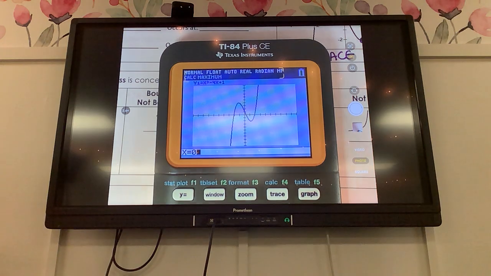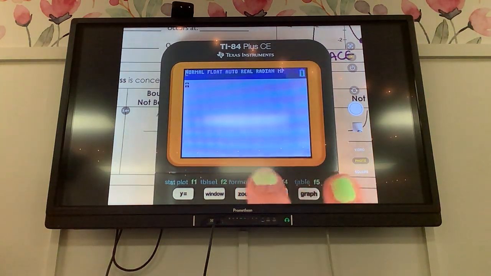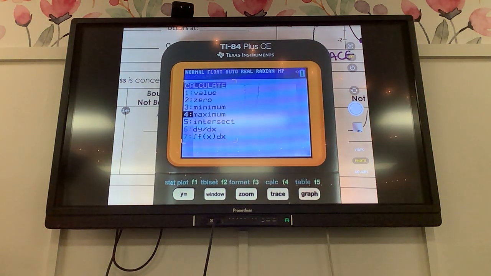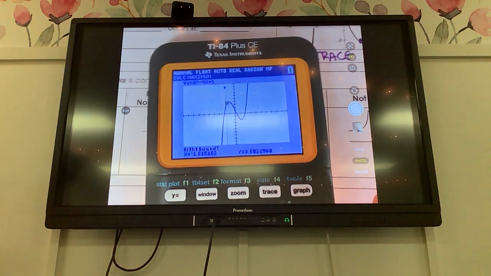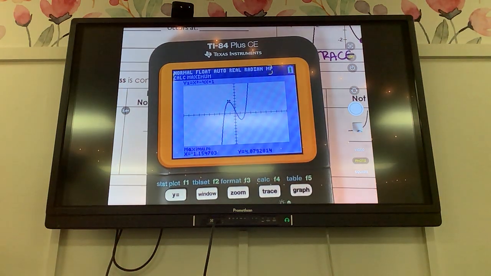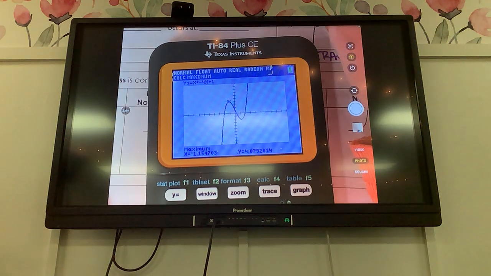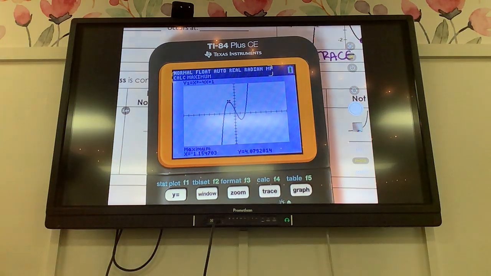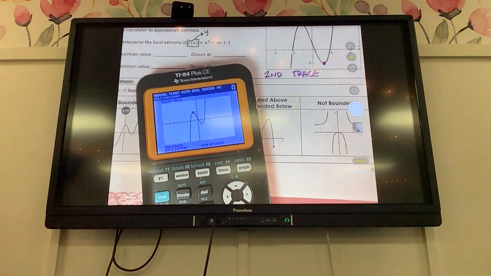oh, did I just clear it out? Nuts. All right, so this point right here is negative 1.154, comma, 4.079. Oh, you can't see that. Let me zoom back out.